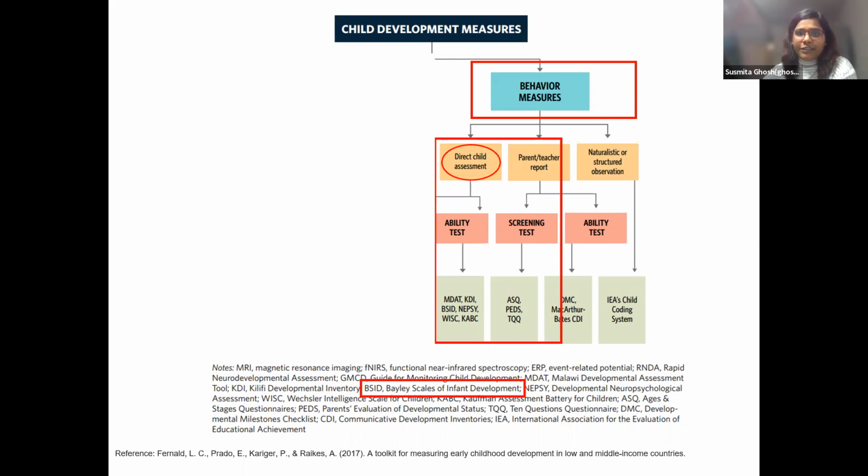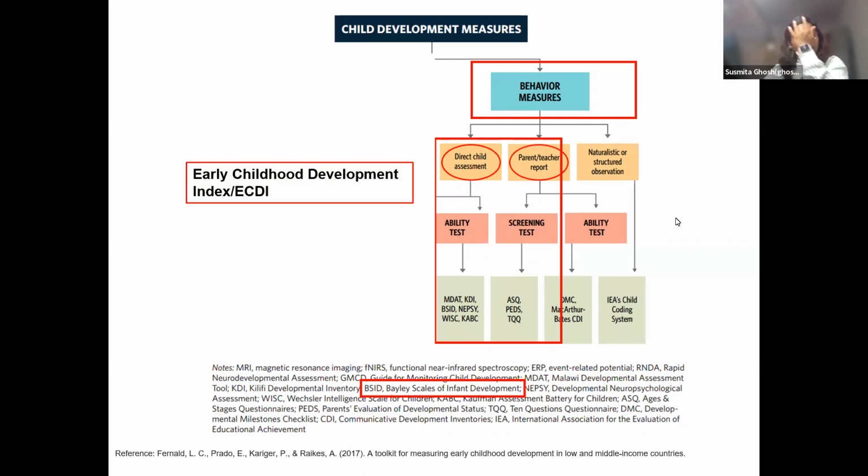On the other hand, it is a kind of indirect measurement. It is a kind of report from the parents or caregivers. So in this method, the parents are observing their child on a daily basis. So based on their observations, we can measure the developmental outcomes of that child.